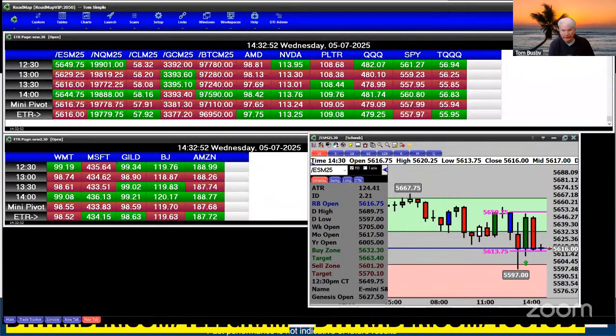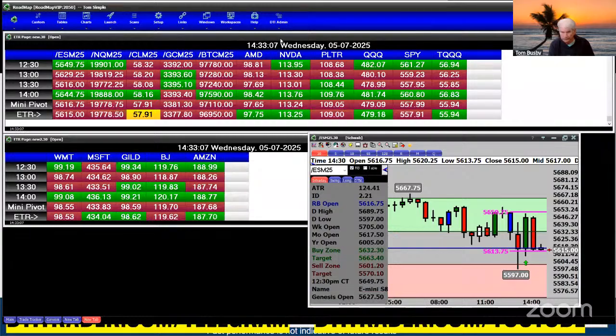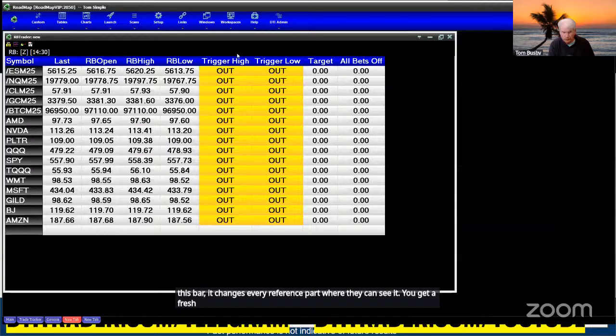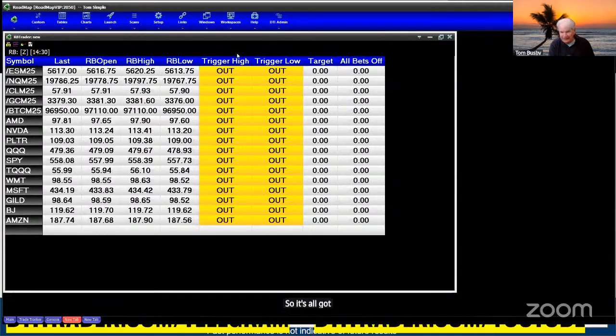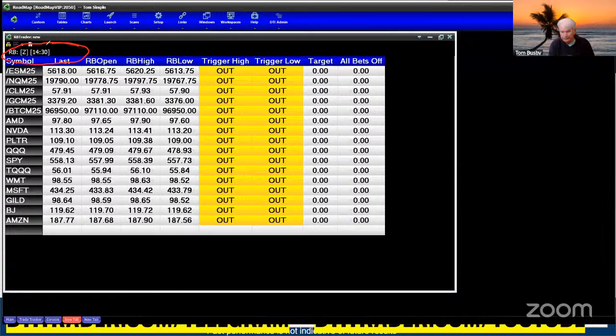All right, let's go look and show how the RB trader goes to unchanged as this bar changes. It changes every reference bar where they can see it. You get a fresh look. See how it's all cleared out now? Everybody see that? It refreshes at the reference bar. Now, it's supposed to be set 20 minutes in to start giving signals here at the end of the day. It's in our roadmap software.